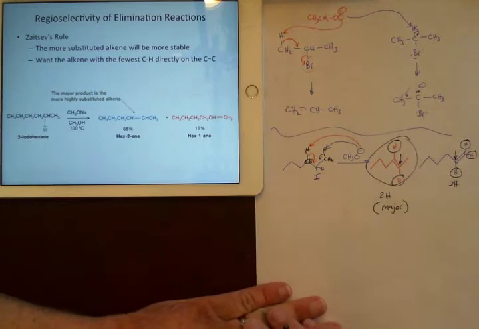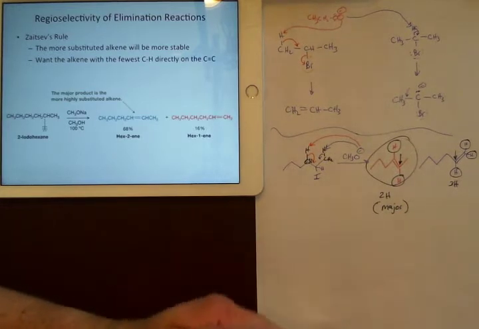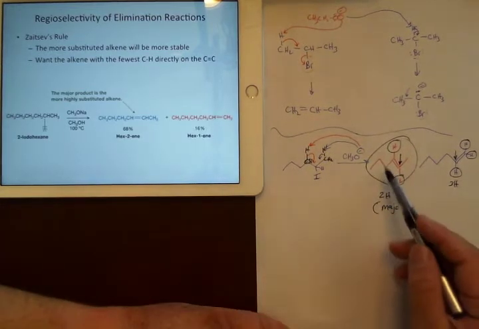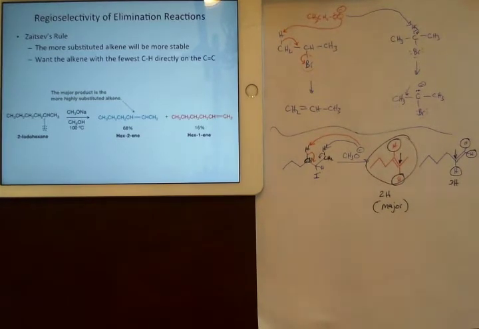These are what are called Zaitsev's rules. You can think of it one of two ways. You can either see the more substituted side, so it's got more things hanging off, but you can also just look at the hydrogens. It's just looking at it the same way.